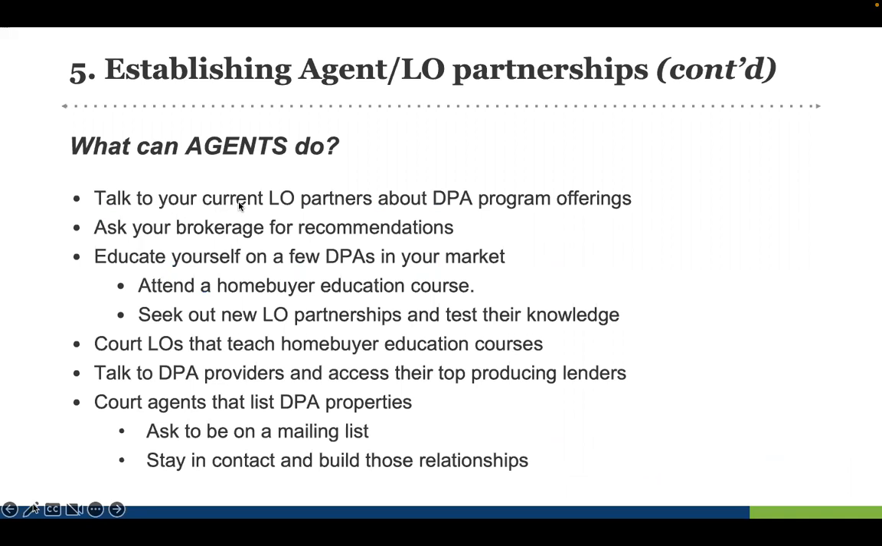Yeah, so I'll go back to this slide here. Talk to your current loan officer partners, see what they offer. Ask your broker, see if they know anyone. Ask your peers, maybe one of your peer agents has a loan officer partner that does DPAs. Talk to the DPA providers, namely your state housing finance agency. That's a great place to look for which lenders or loan officers offer DPA in our market, and talk to LOs that teach first-time homebuyer classes.